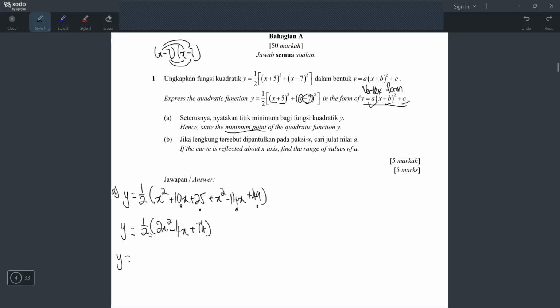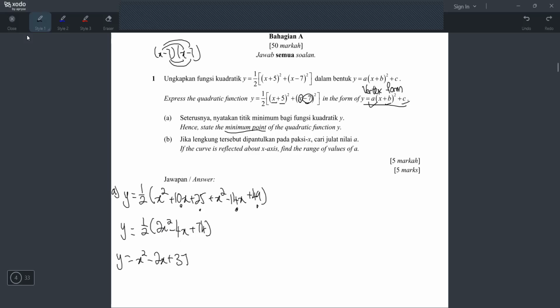And then the 1 over 2, I have to times with everyone inside the bracket. So you will get x squared times 1 over 2 means divide 2. So 2 divided 2 is 1. 4 divided 2 is 2x. 74 divided 2, I think it's 37. All right. So you end up with this quadratic function, which is already in general form.